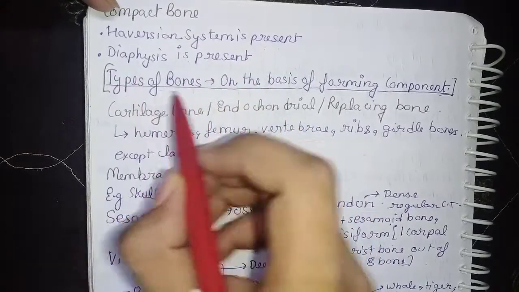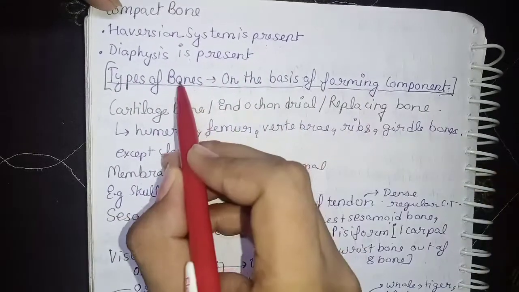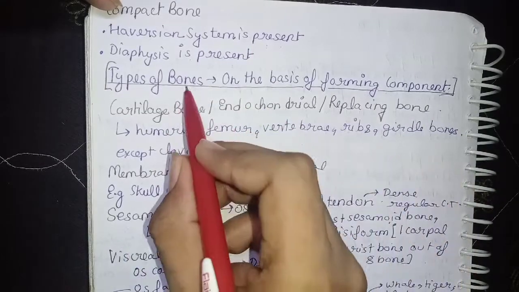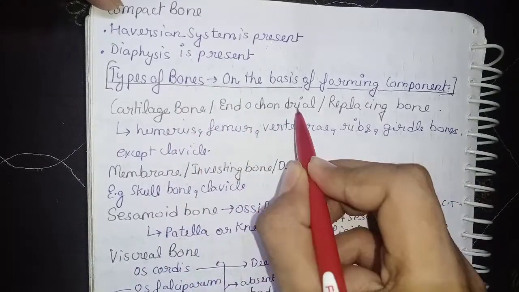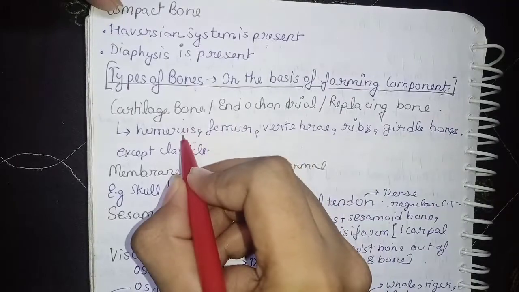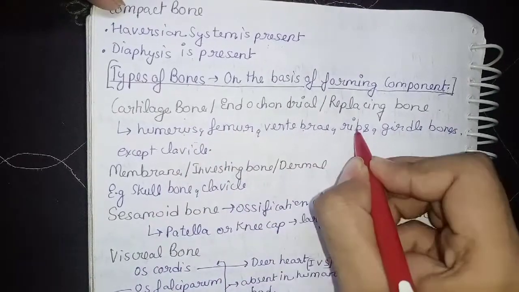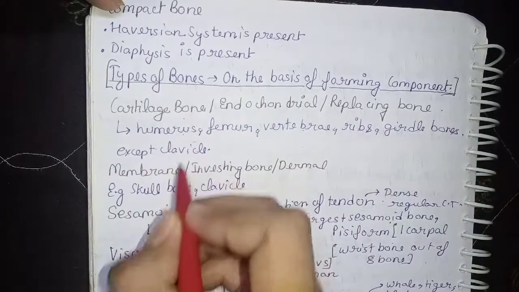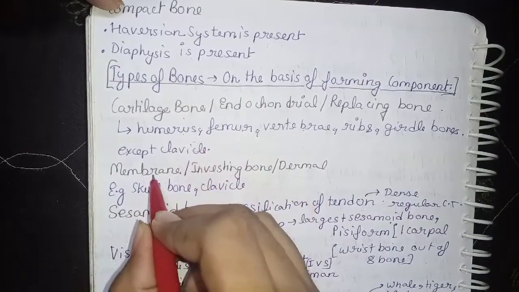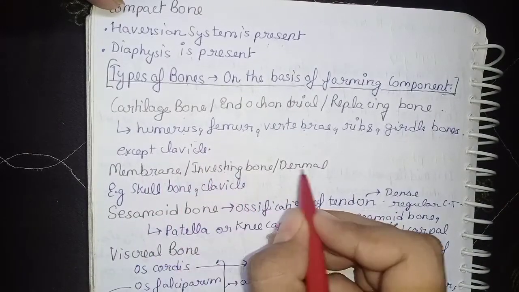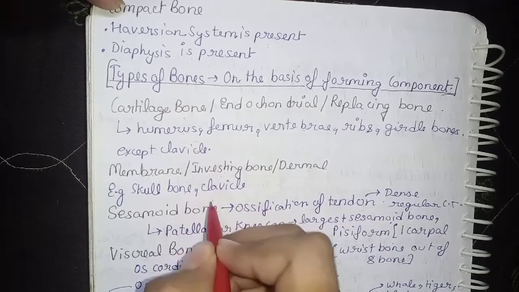Now coming to types of bones. On the basis of forming component, bones are divided into various types, like cartilage bone or endochondral or replacing bone. Examples are humerus, femur, vertebra, ribs, girdle bone, except clavicle or the collar bone. Membrane or investing bone or dermal bone: skull bone and clavicle.